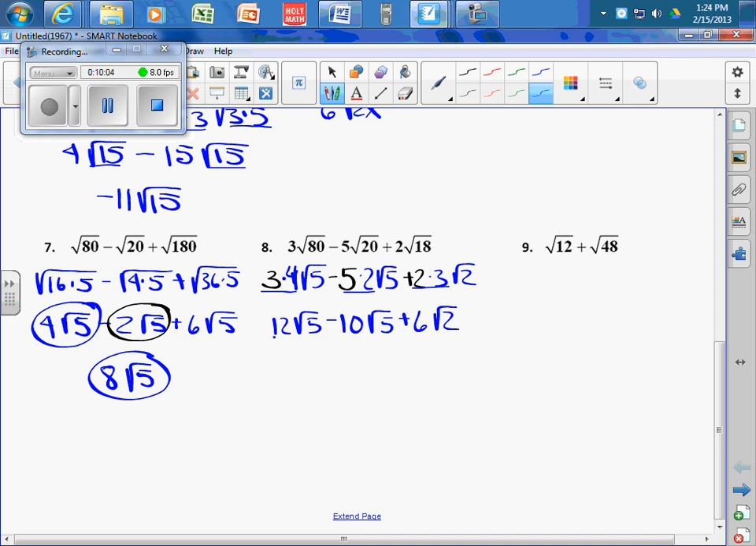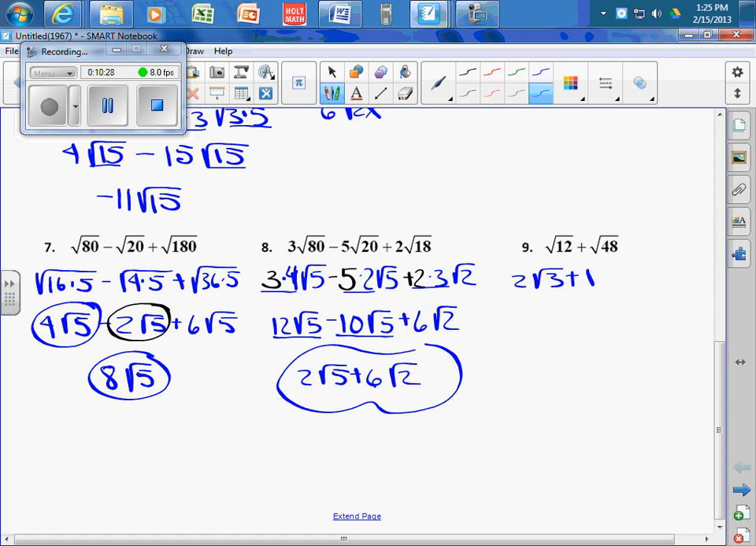What are the like terms? 12 radical 5 minus 10 radical 5 can be combined. I get 2 radical 5 plus 6 radical 2, my final answer. Radical 12, what's that? Well, the square root of 12 would be 2 radical 3 plus 48. Do you see it yet? All right, let's take 16 times 3. So 2 radical 3 plus 4 radical 3, 6 radical 3 is your final answer.